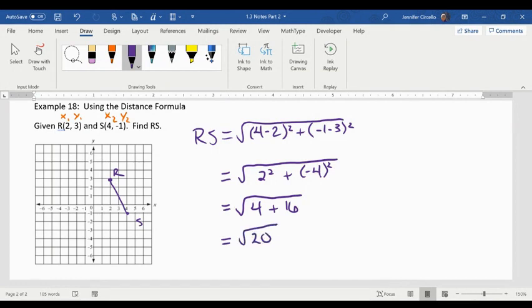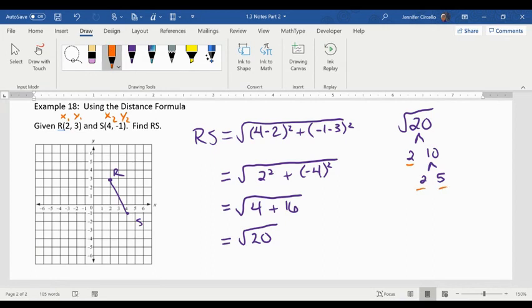Okay, so at this point you need to do a factor tree to reduce that square root. So we would put a 20 over here. We have a square root of 20. The factor tree, the smallest number that goes into 20 is 2. So we do 2 and 10, which 10 turns into 2 and 5. And 5 is a prime number, so we're done.